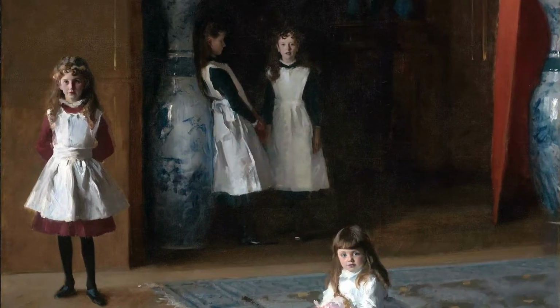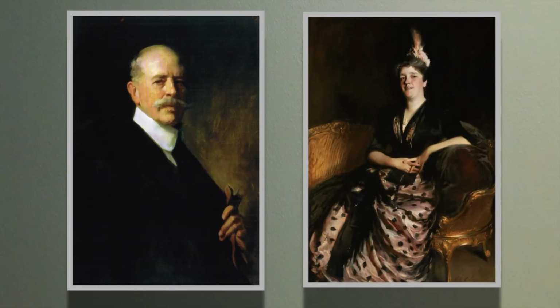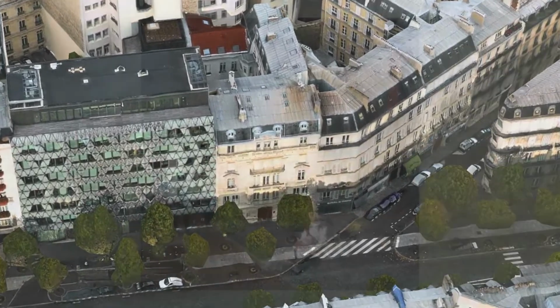Let me introduce you to Florence, Jane, Mary Louisa, and Julia. Their parents, Edward and his wife Isa, were friends of Sargent, Americans who lived abroad. The setting is the foyer of the Boit apartment in Paris.